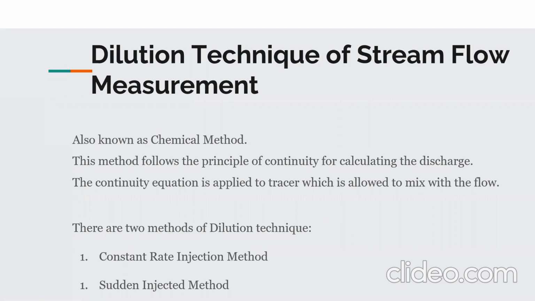This method completely follows the principle of continuity for calculating the discharge of the flow. The continuity equation is applied to the tracer, which is allowed to completely mix with the flow. Based on the addition of tracer to the flow, there are two methods of dilution technique. The first one is the constant rate injection method and the other one is the sudden injection method.